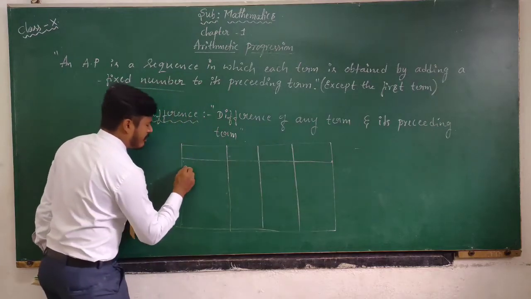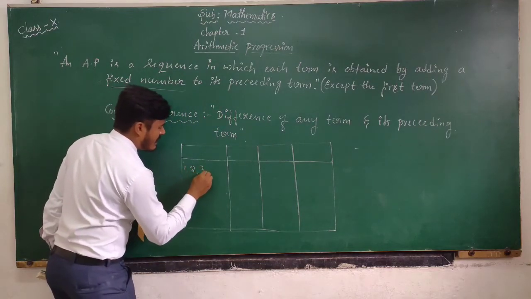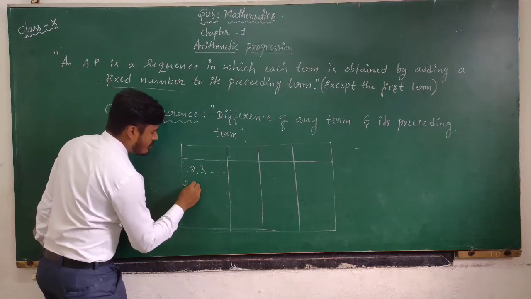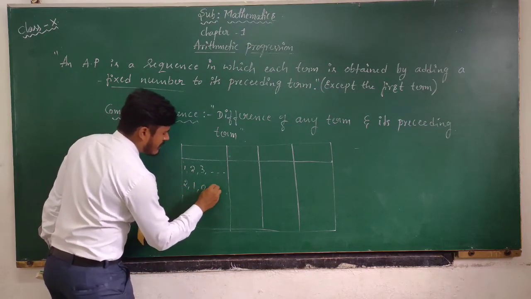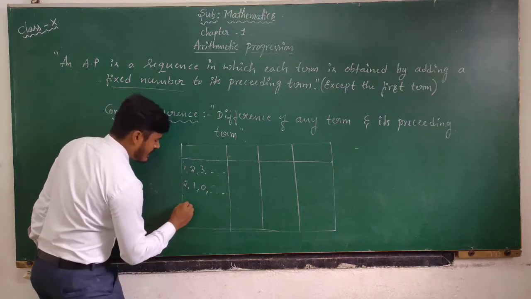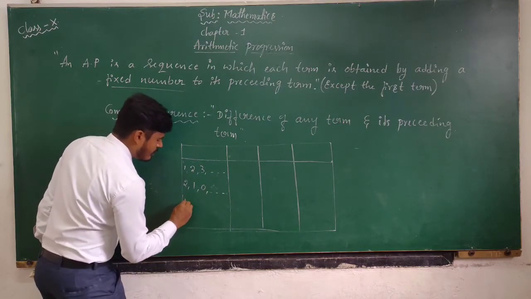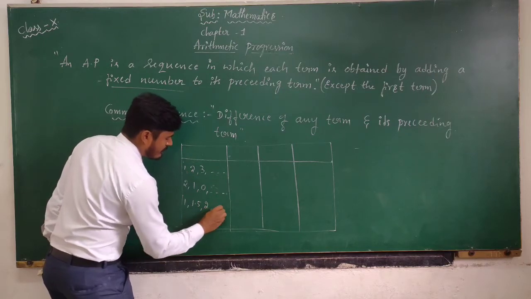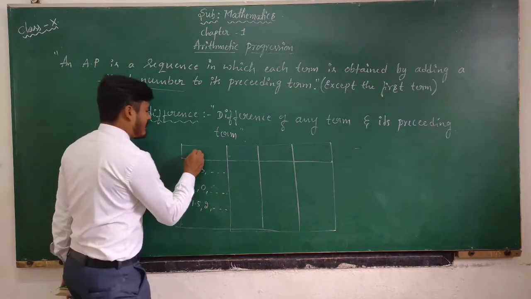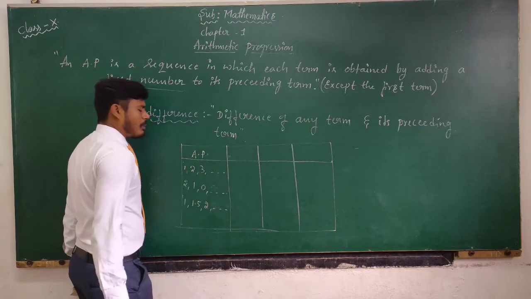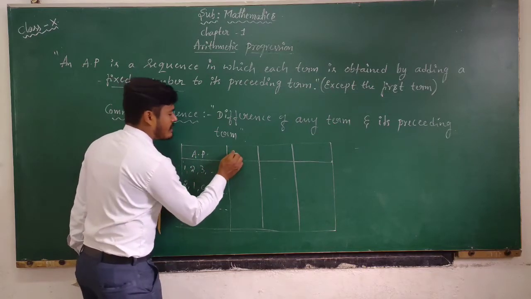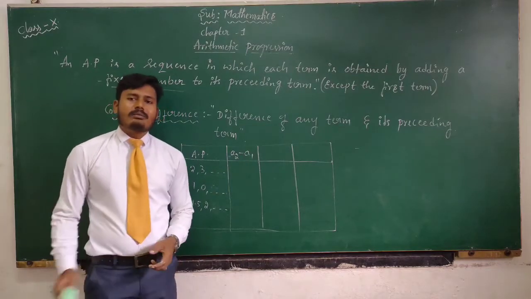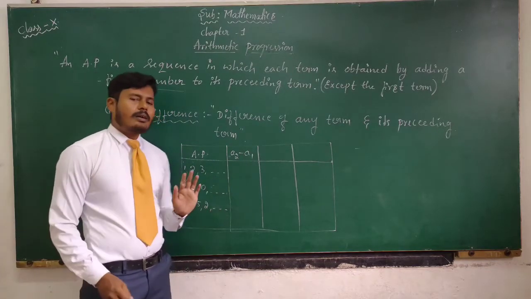So consider any three examples: 1, 2, 3 and so on; then 2, 1, 0 and so on; and the third one, 1, 1.5, 2 and so on. Consider these three examples. These are all arithmetic progressions. Then find the common difference. We know the definition of common difference: the difference of any term and its preceding term is called the common difference.